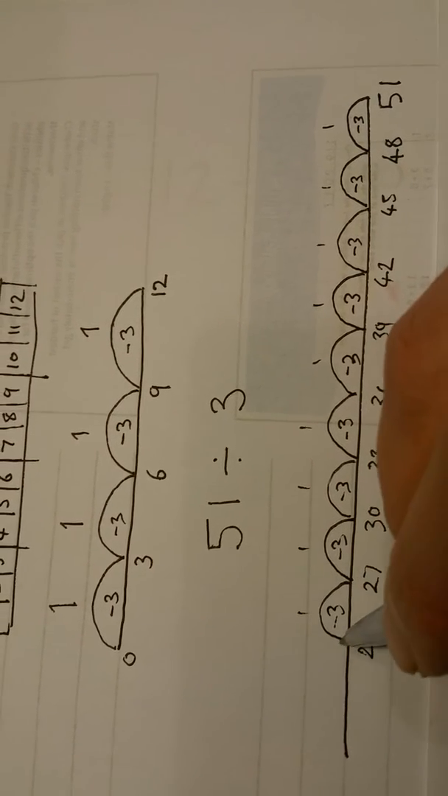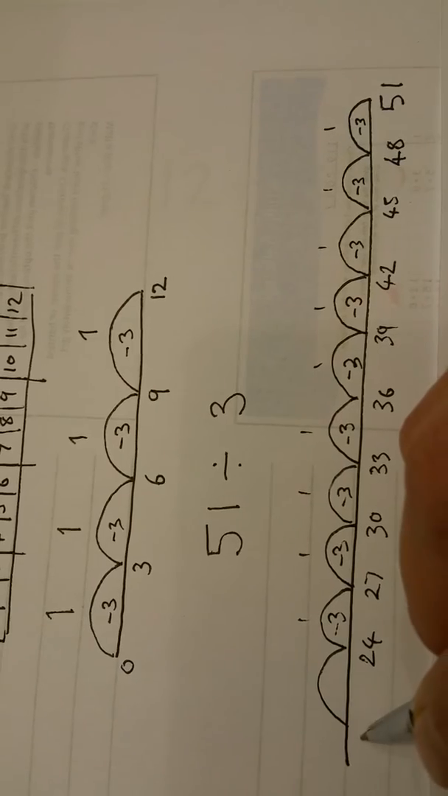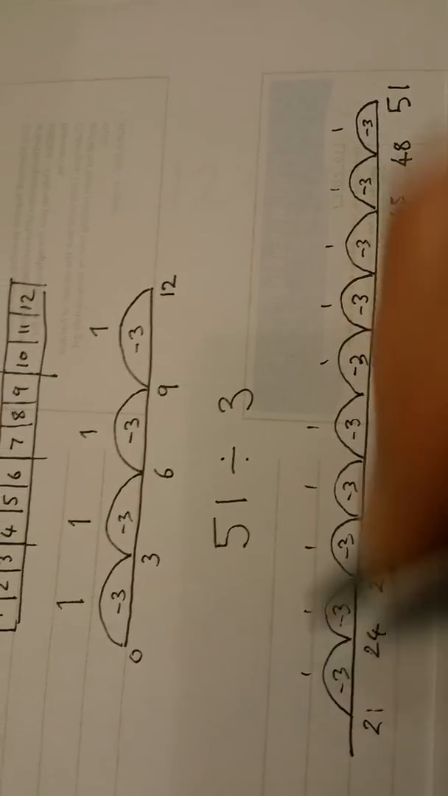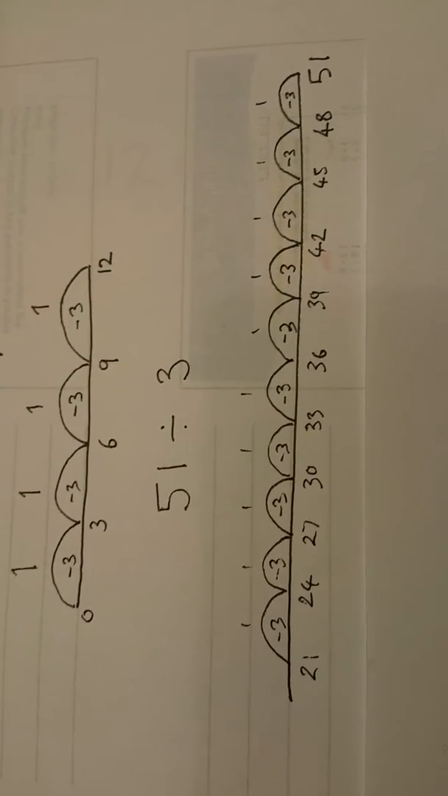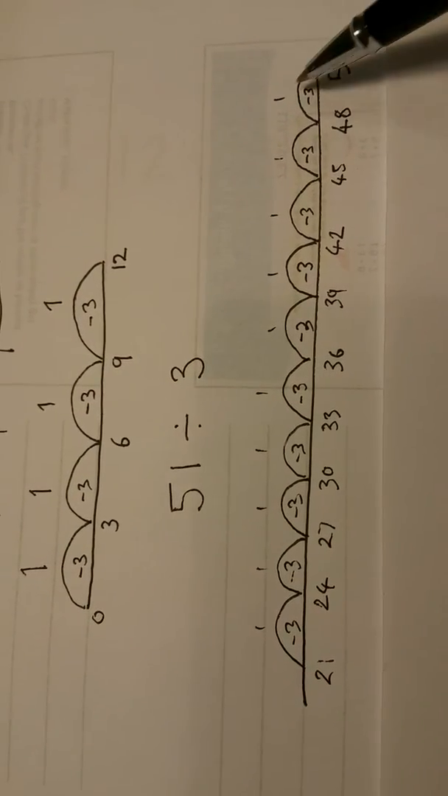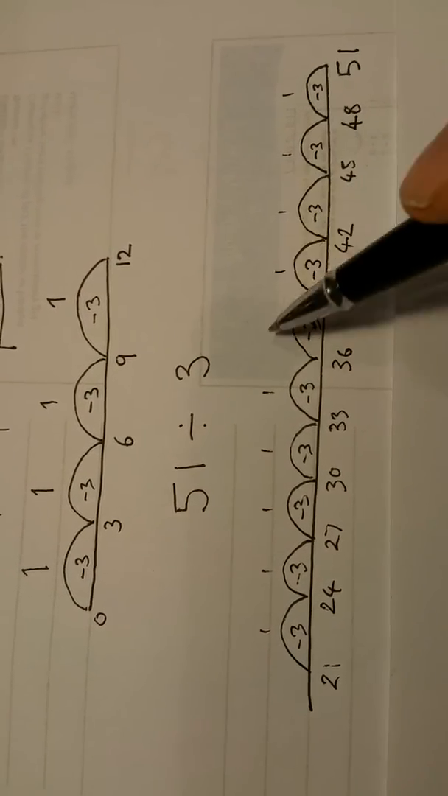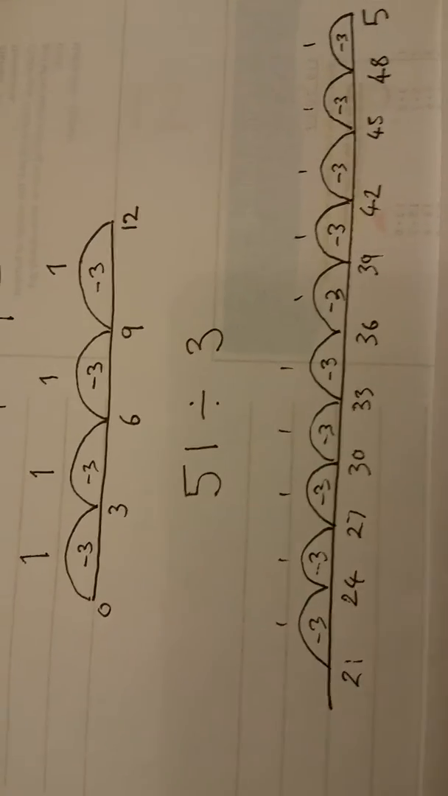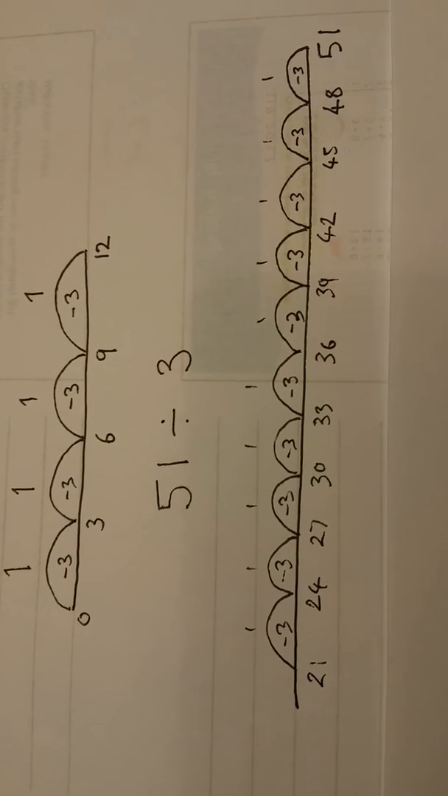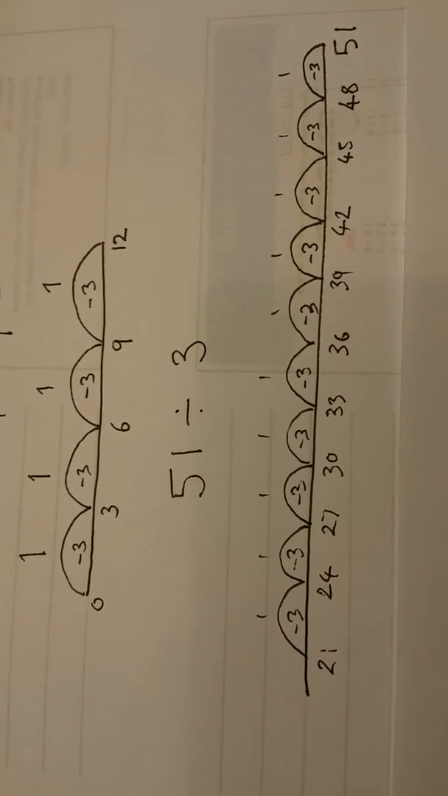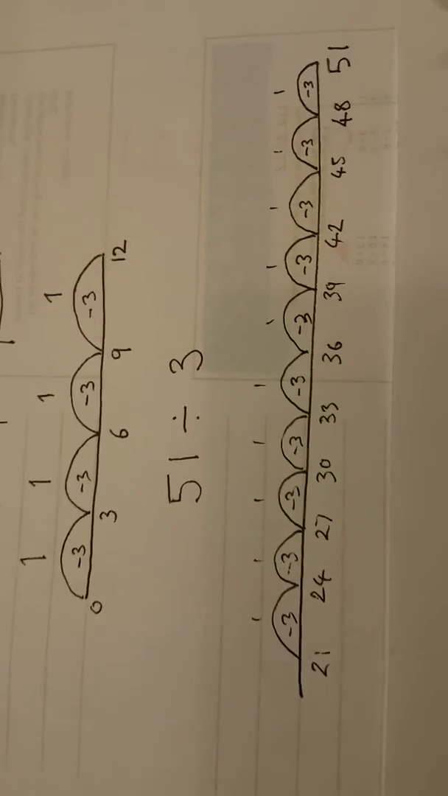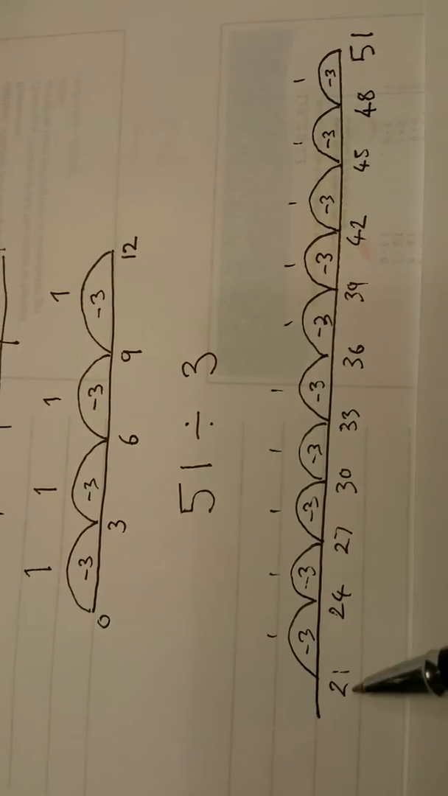And another lot of 3 takes us to 21. And that took ages, and I've drawn so much just to take away how many lots of 3? 1, 2, 3, 4, 5, 6, 7, 8, 9, 10 lots of 3 just got me to 21. I'm not going to keep going. Like I said, it takes too long, and I might make a mistake. But hang on, 10 lots of 3 got me to 21.